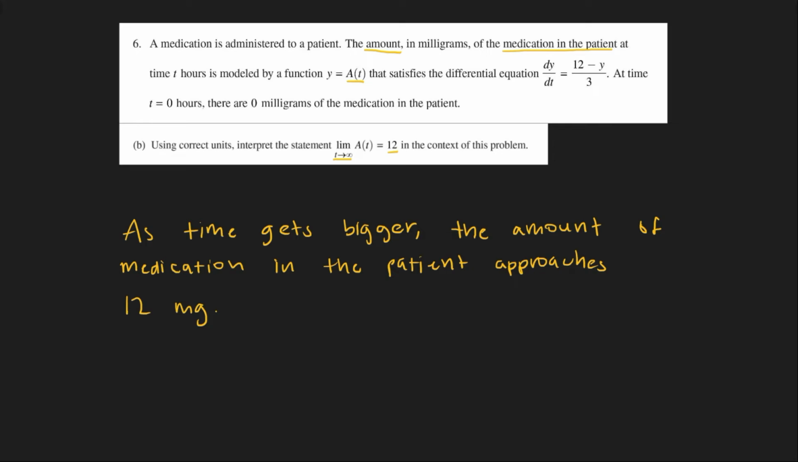Make sure you tell the AP grader specifically what these numbers refer to and the units, just like I did here. Use separation of variables to find y equals a of t, the particular solution to the differential equation dy over dt, with initial condition a of 0 equals 0.